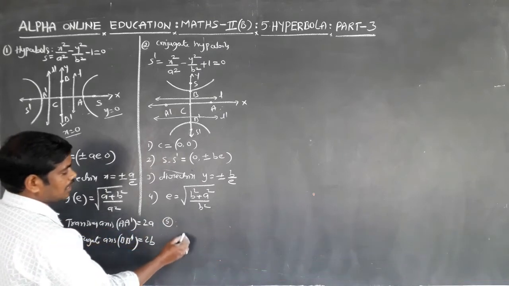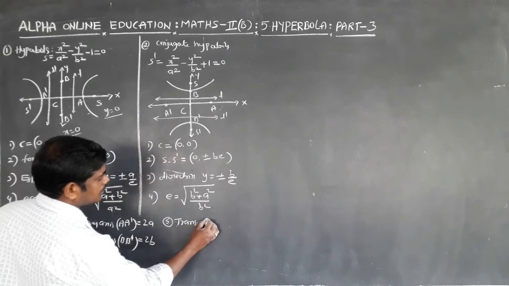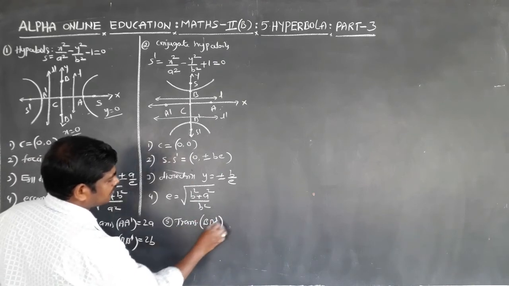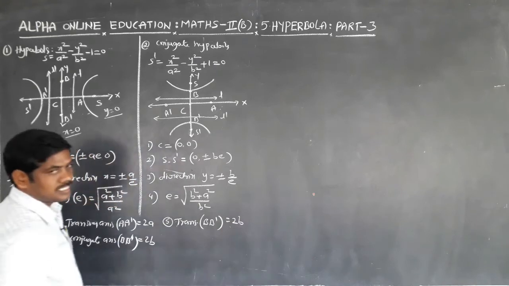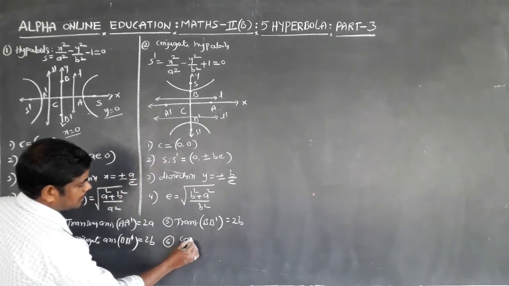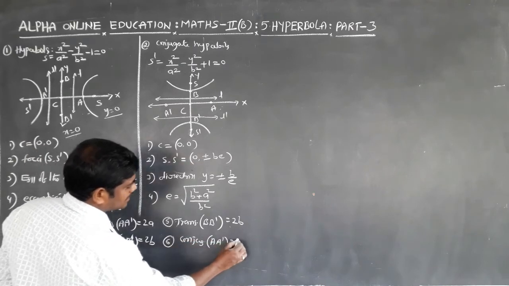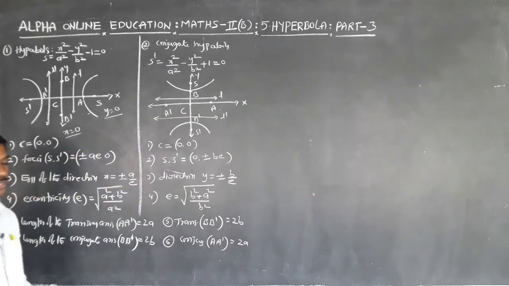Second one, length of the transverse axis. Here the length of the transverse axis b dash is equal to 2b. Next one, length of the conjugate axis. Length of the conjugate axis a dash is equal to 2a.